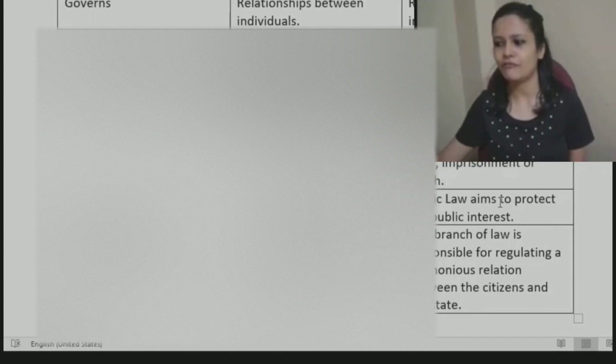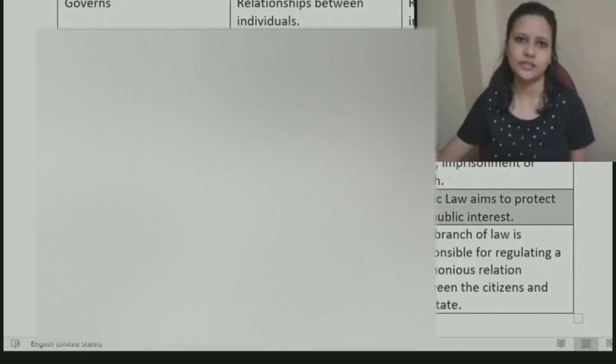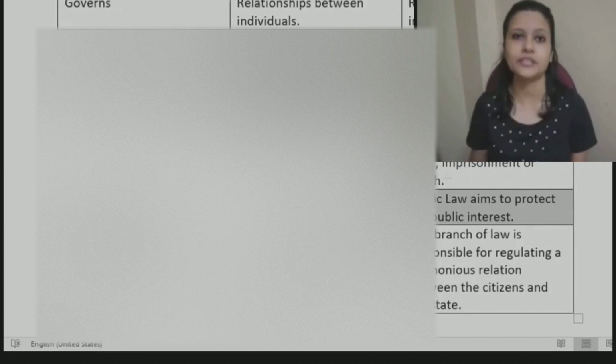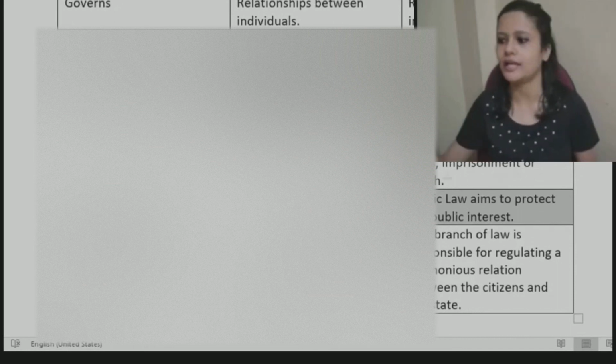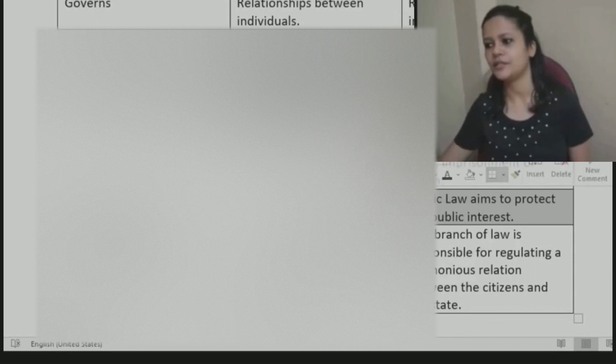In case of public law, it aims to protect public interest, right? If you have elected someone, you want that person to do good for the society. If that person is involved in some sort of corruption and stuff, you can take action against that person. Okay, that will be falling under public law.